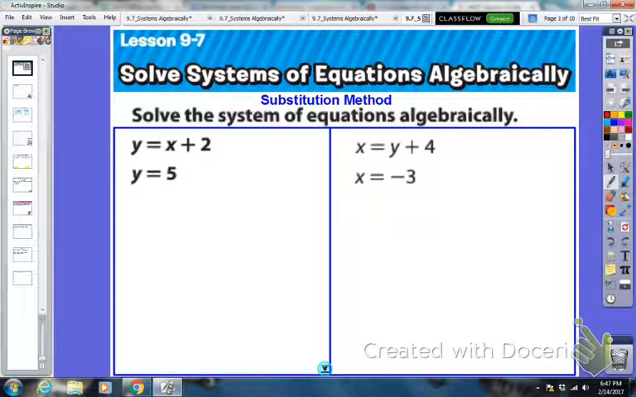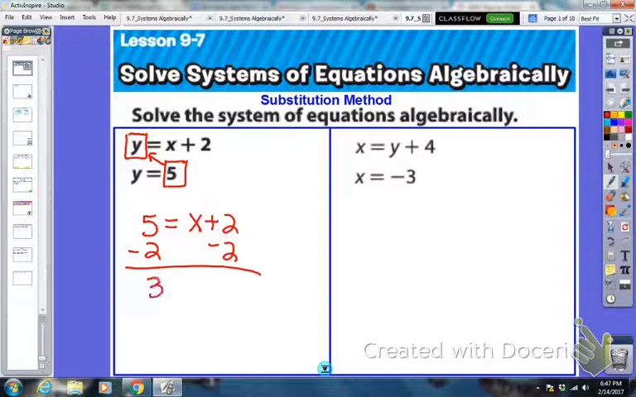So, say for example, Mrs. Y is a teacher at Bald Eagle, and she is calling in sick. So her replacement substitute is the 5. So this 5 gets replaced with that y. So I'm going to substitute the 5 in for the y in the first equation. And now you've got an equation in terms of x. So we know that we can subtract 2 from both sides, and 3 is equal to x.